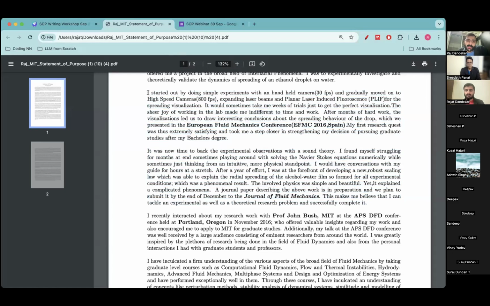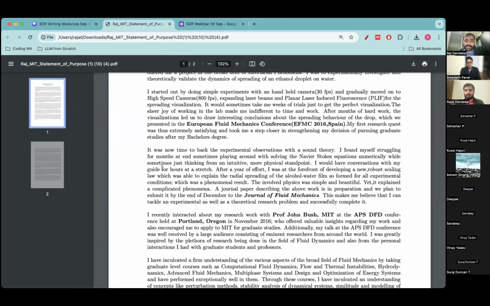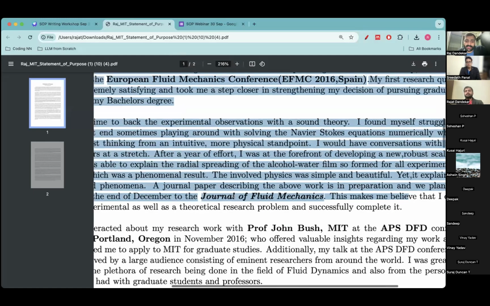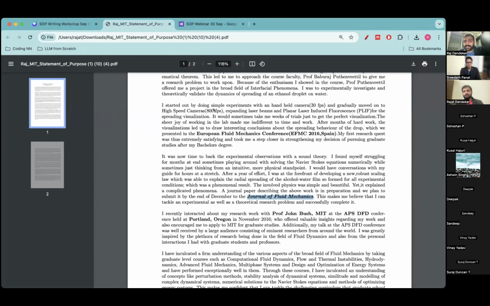So this is my hook, which is the strongest point of my SOP, and I know that when the admissions committee comes to this point, they'll be impressed by my hook because not many people have a publication in the Journal of Fluid Mechanics at the undergraduate level. If you don't have a publication at this stage, it's fine. These two paragraphs need to be replaced with some other impactful project which you have worked on personally, or some internship which you have done, or some entrepreneurial experience which you have.